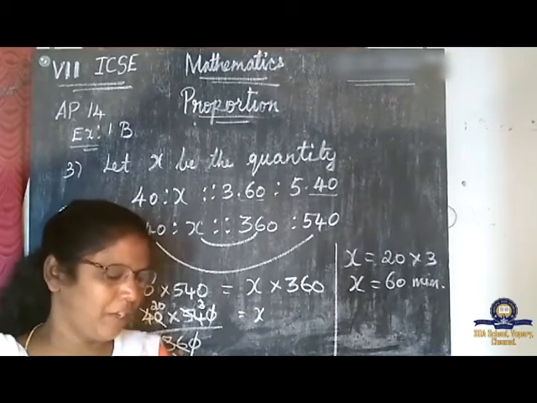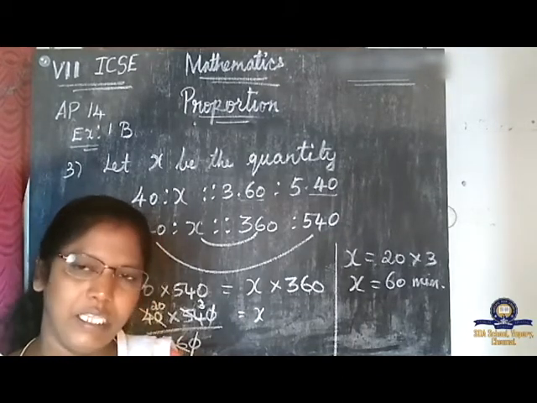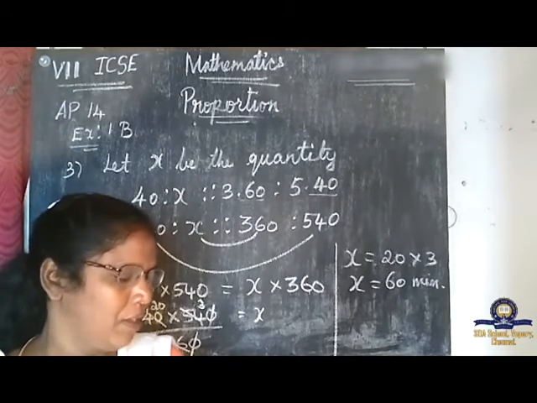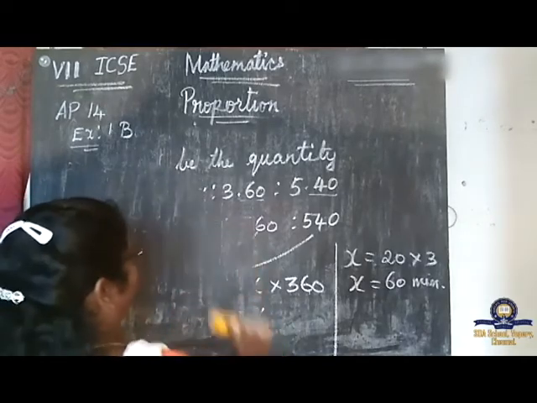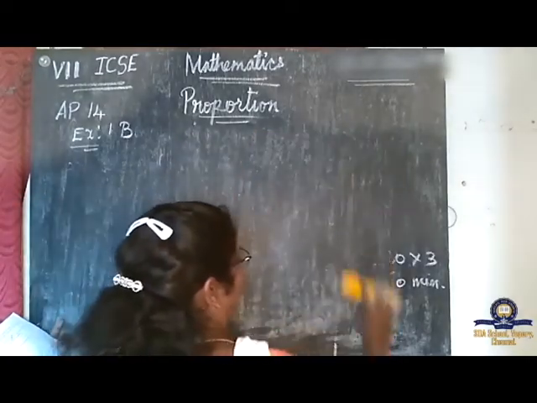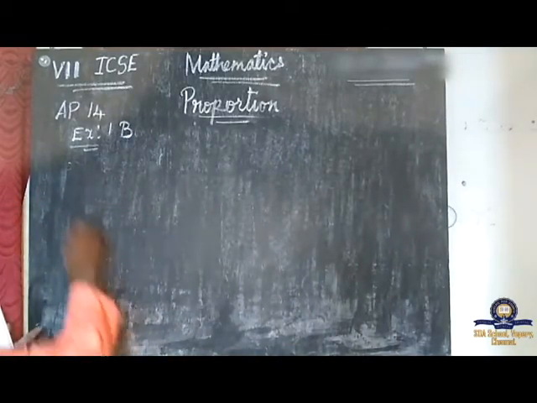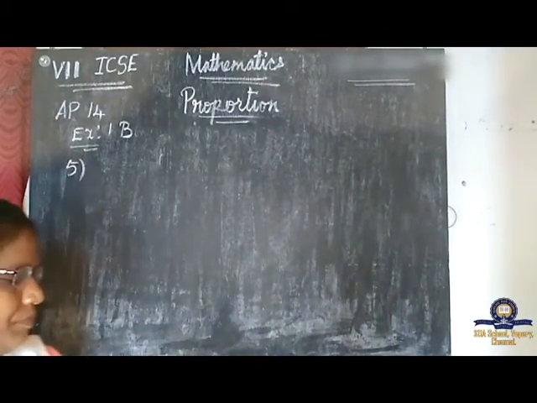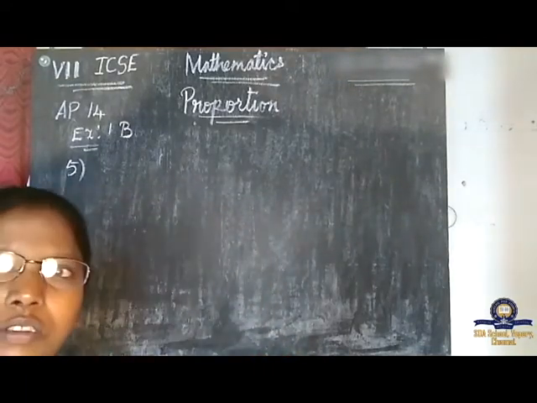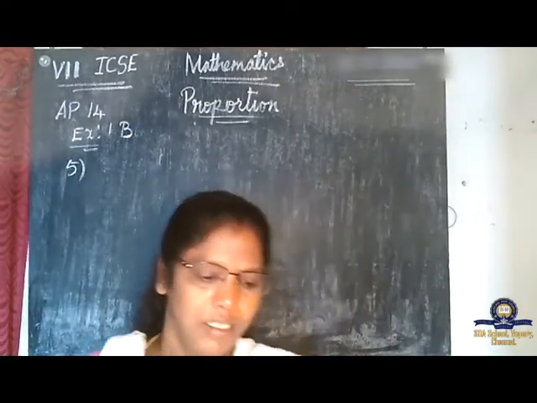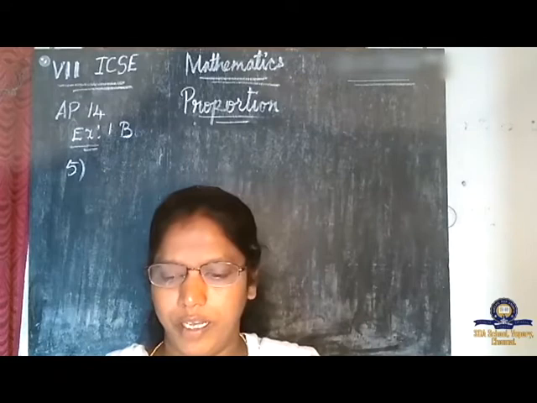Now, fourth one, you try as homework. You can do it. It's very easy only. Okay. Fifth one. Now, we are moving on to fifth one. Children, fourth one you can do it. Okay. Fourth one try as homework.